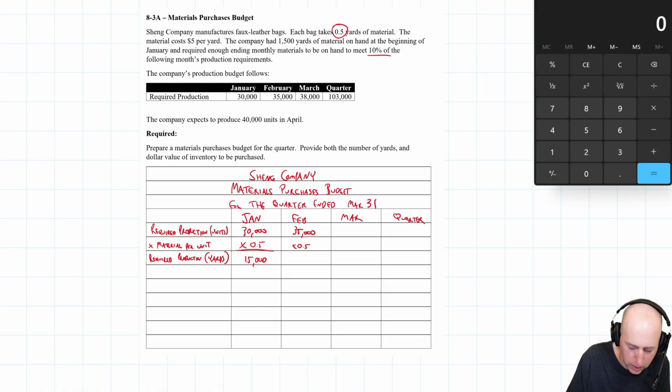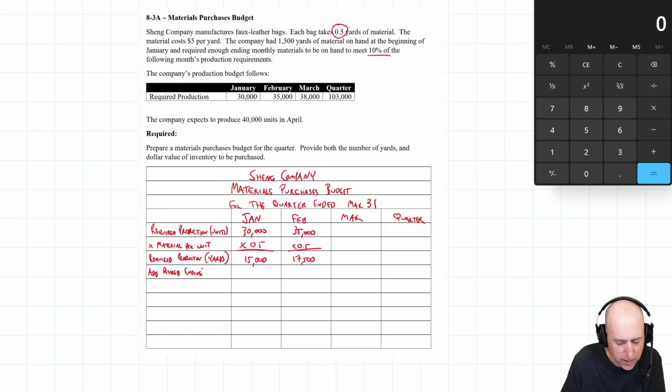35,000 times 0.5 is 17,500. So this is saying I want to have 10% of that 17.5 on hand at the end of January. So we'll say add desired ending materials inventory. It's not our desired ending inventory in units of bags. It's our desired ending yards of material, and it's 10% of February. So 10% of 17.5 is 1,750.